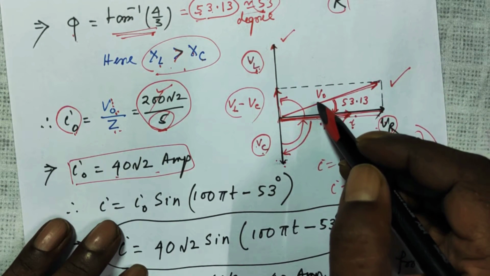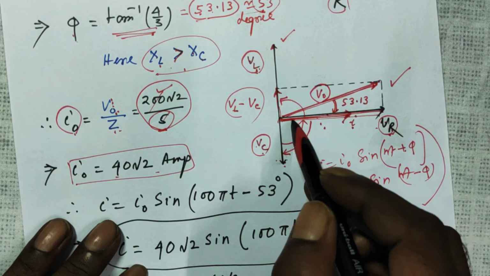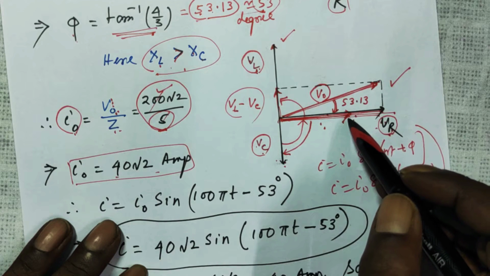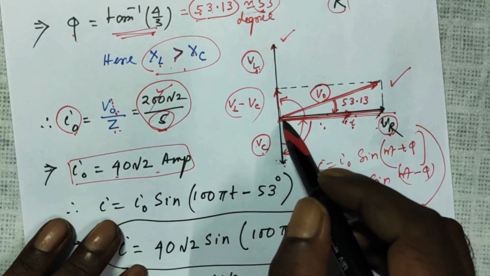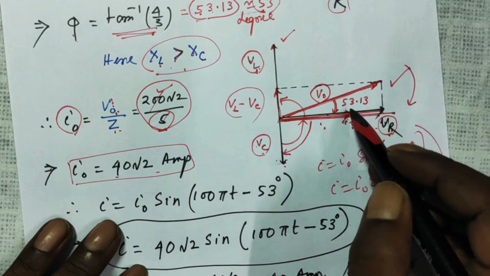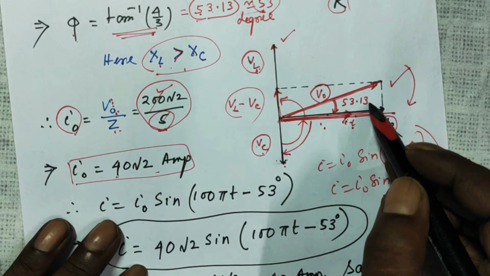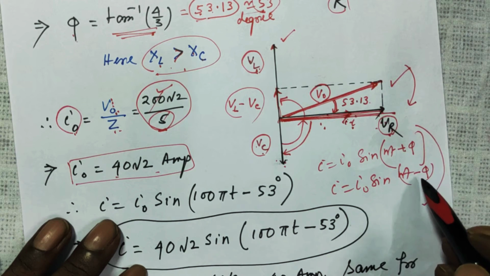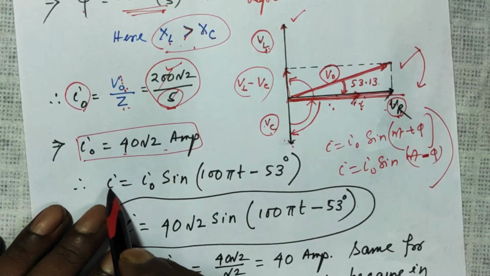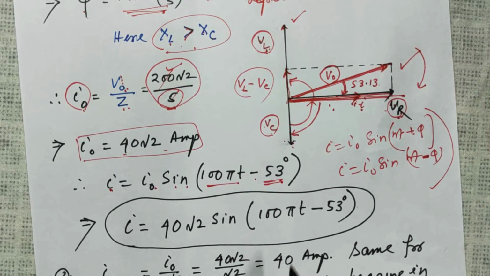So this peak voltage, that is V naught or E naught, is this way, and the current is this way. So you can say the current, which is to this side, is lagging behind by 53.13 degree. So in the expression for current, since it is lagging behind, we will have to put a minus sign. So the expression for current will be I is equal to I naught sine omega t minus 53 degree. Right?